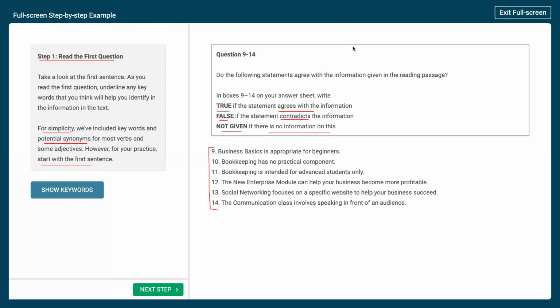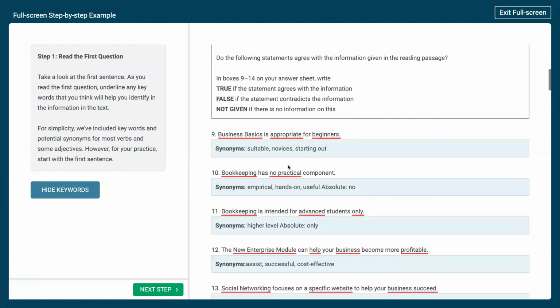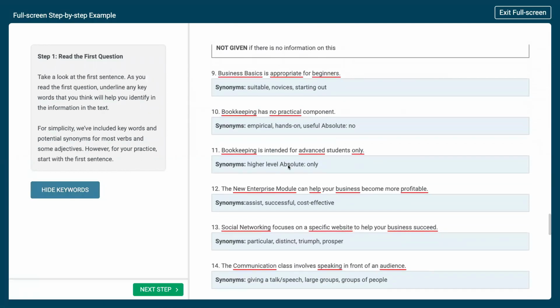So I'll just clear our screen and go ahead and show you the keywords. And let's go through this together. So number 9, we see business basics is appropriate for beginners. These are the main keywords. Some synonyms would be suitable, so suitable would be good for appropriate. A novice or novices is a good synonym for beginners, or starting out. That's a nice phrase for beginners.